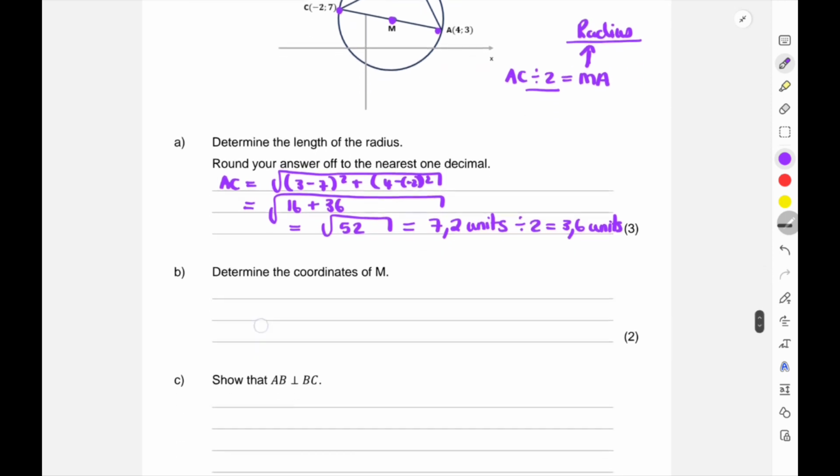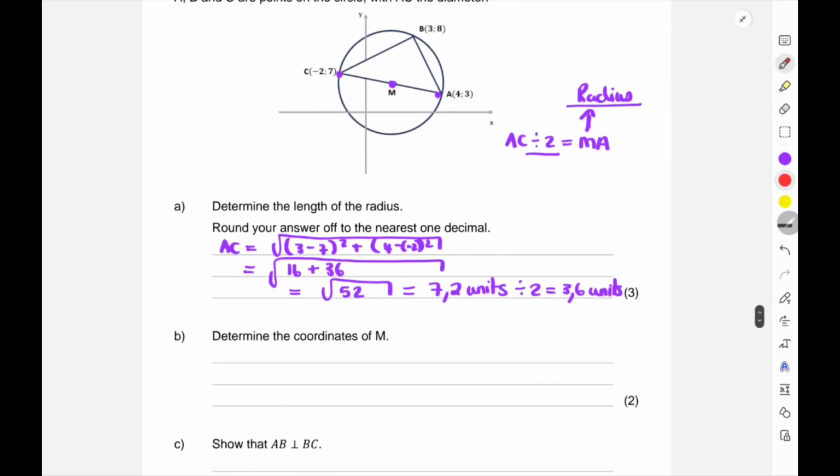Okay, very easy. Determine the coordinates of M. That's the midpoint between C and A, which will be a coordinate. So the two x values added together divided by 2, and then the two y values added together divided by 2. So the coordinates would be 4 minus 2 divided by 2 gives you 1, and 3 plus 7 is 10, divided by 2 gives you 5.